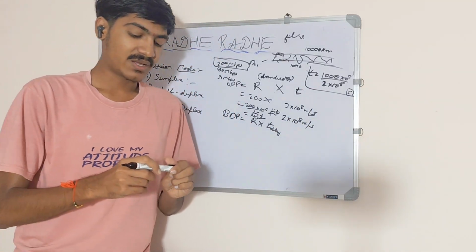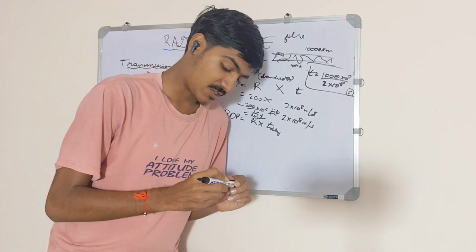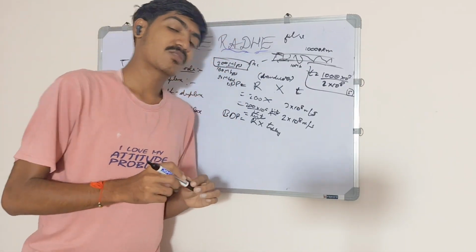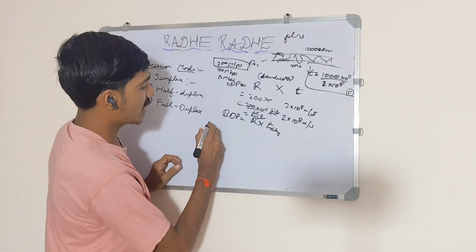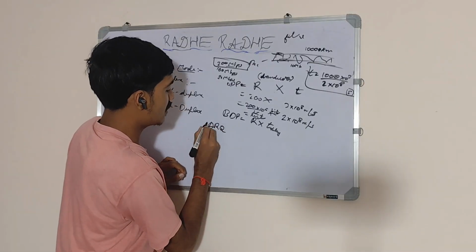Now, there are some special cases. There are some special cases in half duplex mode. So what basically happens is in ARQ mode, ARQ.